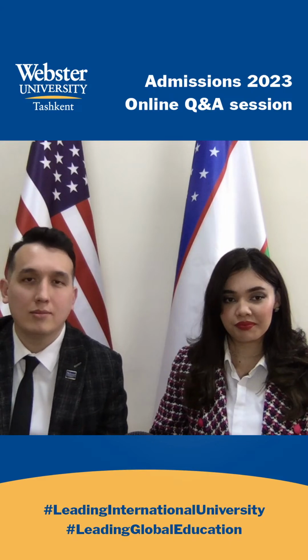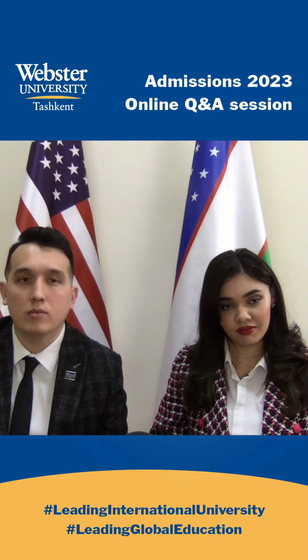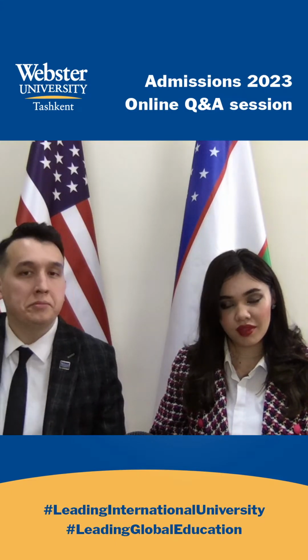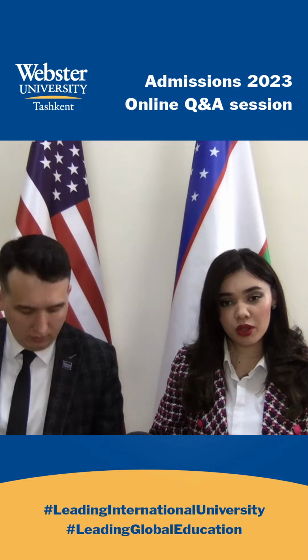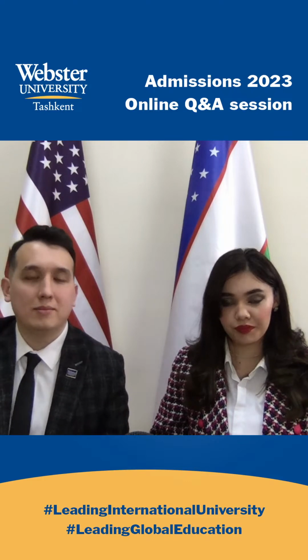All right, perfect. Now let's quickly do a small Q&A session where we got questions from our audience. So the first question comes from Jabarova Humor. What is the minimum IELTS band score for applying for a master's degree at Webster University in Tashkent? So the minimum acceptable score is 6 for IELTS and 80 for TOEFL.